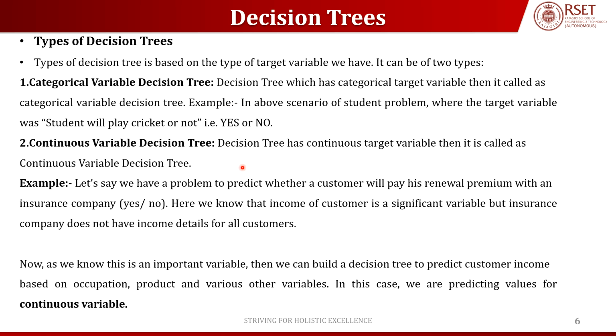And the second one is a continuous variable decision tree. Here the target variable is not a category but a number, something continuous. For instance, suppose an insurance company wants to predict a customer's income. So the company might not always have the income details, but it can estimate it based on other information like the customer's occupation, the kind of product they purchased, and other related variables. So since income is a number and not a yes or no value, this becomes a continuous variable decision tree. So in short, if your output is like yes or no, male or female, play or not play, it is categorical. And if your output is a number like income, salary or age, it is continuous.